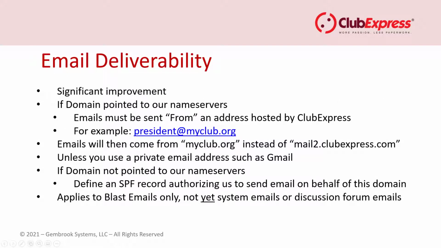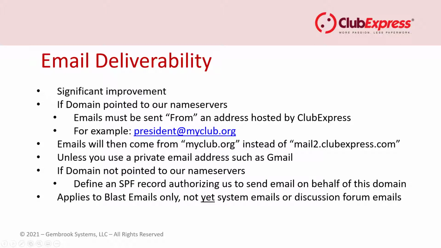So let's go on to the next topic, which is email deliverability. We've spent a lot of time working behind the scenes to improve email deliverability. People have said to us occasionally that when you send out blast emails using our emailing function, and with certain email service providers, sometimes those emails end up in a junk folder or a marketing materials folder. And we want to do everything we can to make sure that the emails that you send out end up in somebody's inbox.